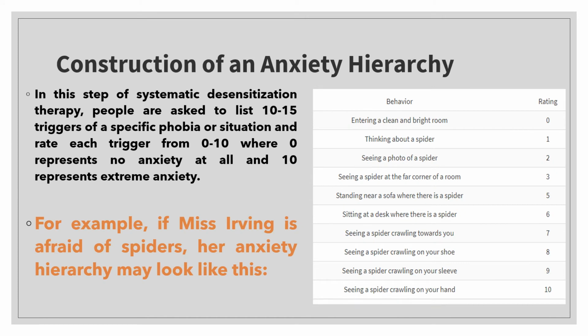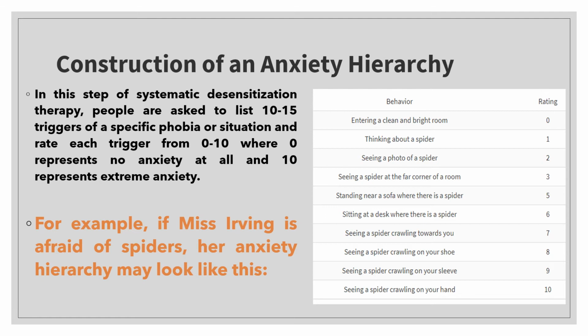The construction of the fear hierarchy or the anxiety hierarchy is the second step. So in this step of systematic desensitization therapy, people are asked to list 10 to 15 triggers of a specific phobia or situation and rate each trigger from 0 to 10, where 0 represents no anxiety at all and 10 represents extreme anxiety. In some cases it goes up to 100, it really depends on which one you are following. Most common is up to 100.